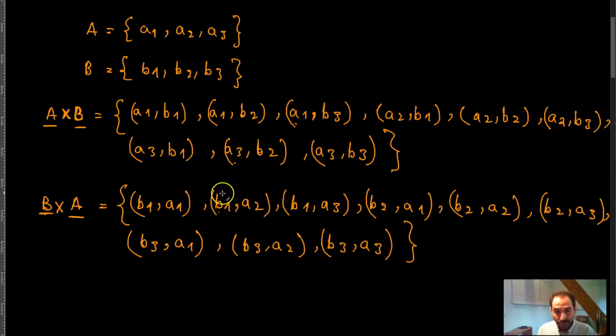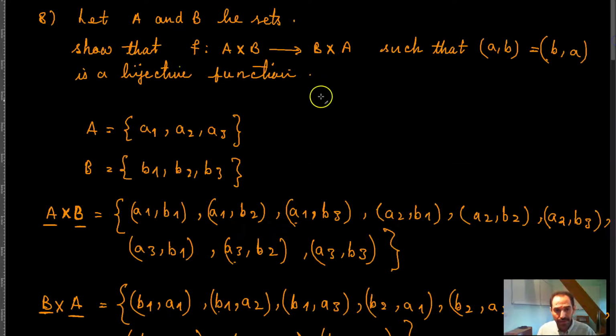Now, basically it doesn't really matter the size of the two sets. Here we have taken, for example, that A has 3 elements and B has 3 elements, and depending on the number of elements of A and B, you would get more such ordered pairs in each of these two sets.